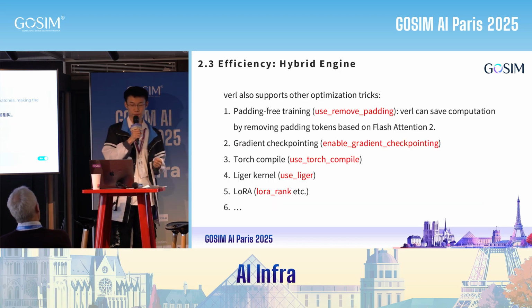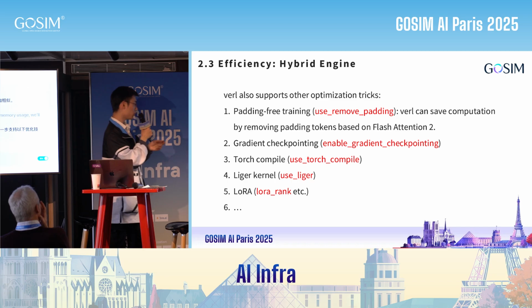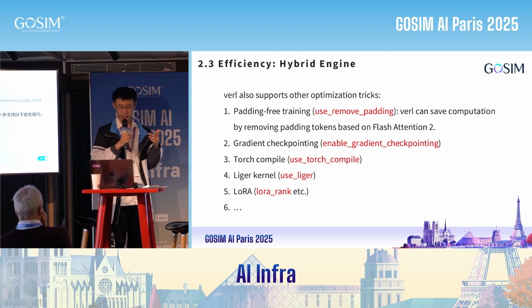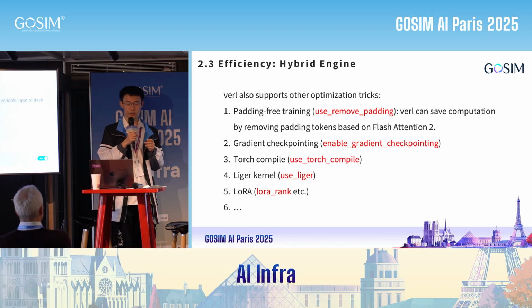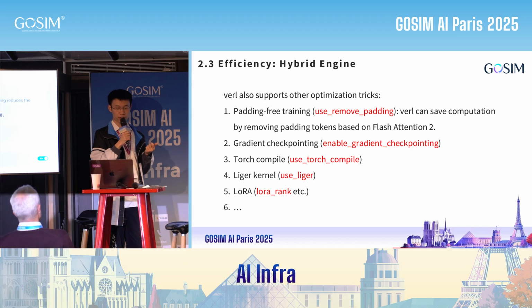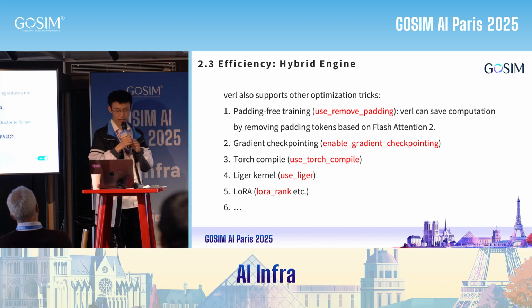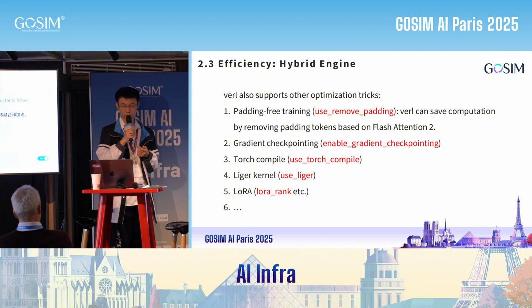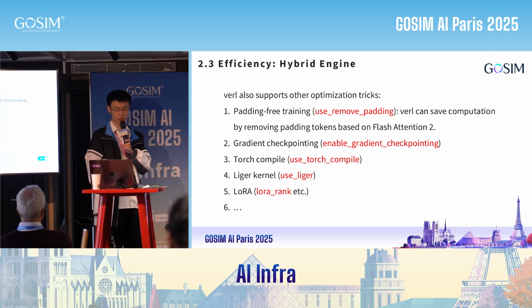In order to achieve faster training speed and lower peak memory usage, verl further supports the following optimization tricks, including padding-free training. It takes advantage of the variable length input of flash attention to avoid computing padding tokens. Gradient checkpointing reduces the memory footprint of network activations through recomputation. Torch compile utilizes torch inductor for automatic kernel fusion and acceleration. Liger kernel is a high performance LLM kernel written in the Triton language. And LoRA is used to fine-tune the model with low-rank adapters.